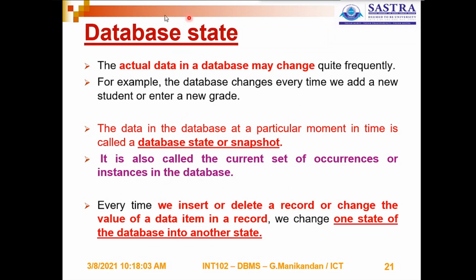So this represents what? Your database state gives you the instances. Currently, how many records do you have as part of the database? That is the instance. Suppose I say that by 10:20 I am having 10 records. That is the current content that is available inside your database. So your database state gives you the current set of instances at that particular moment.